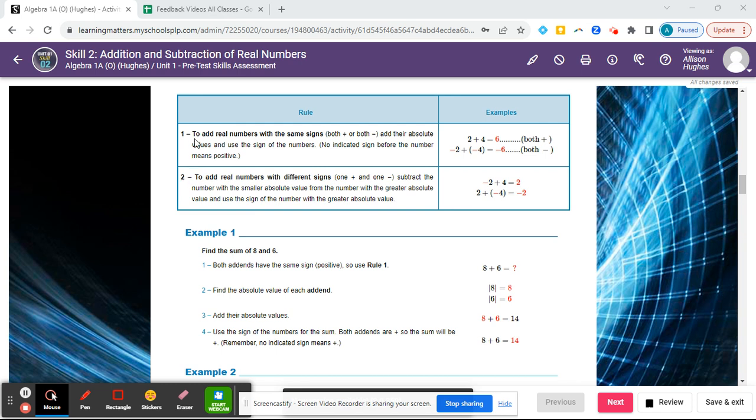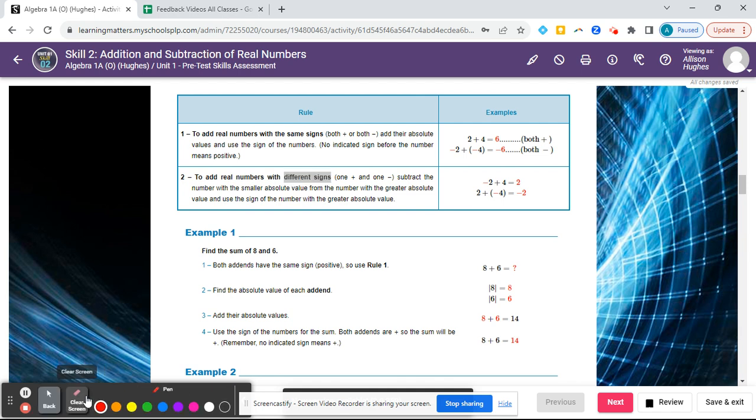In rule number 1, you're looking at integers that have the same sign. In rule 2, you're looking at integers that have different signs. If they do have different signs, we're just going to subtract the absolute value of each of those numbers and then take the sign of the bigger number. So let's go ahead and look at that example right here.